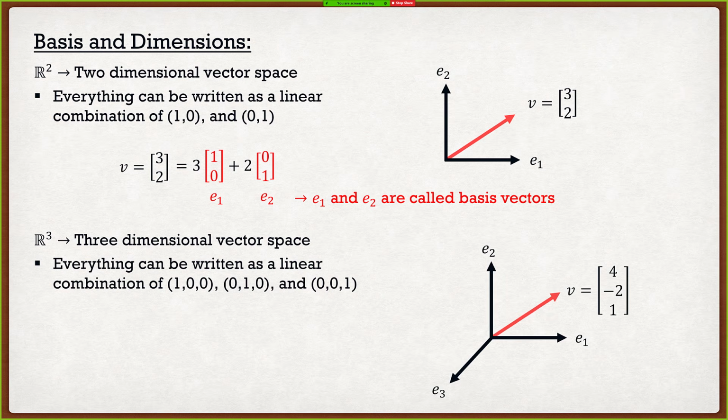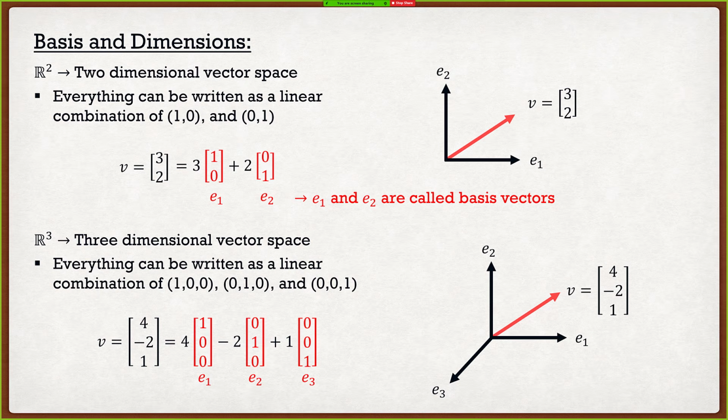Well, it's going to look something like this. So if I have a vector v, which is 4, -2, and 1, I can decompose this into its three parts according to those basis vectors. So I have E1, E2, and E3.